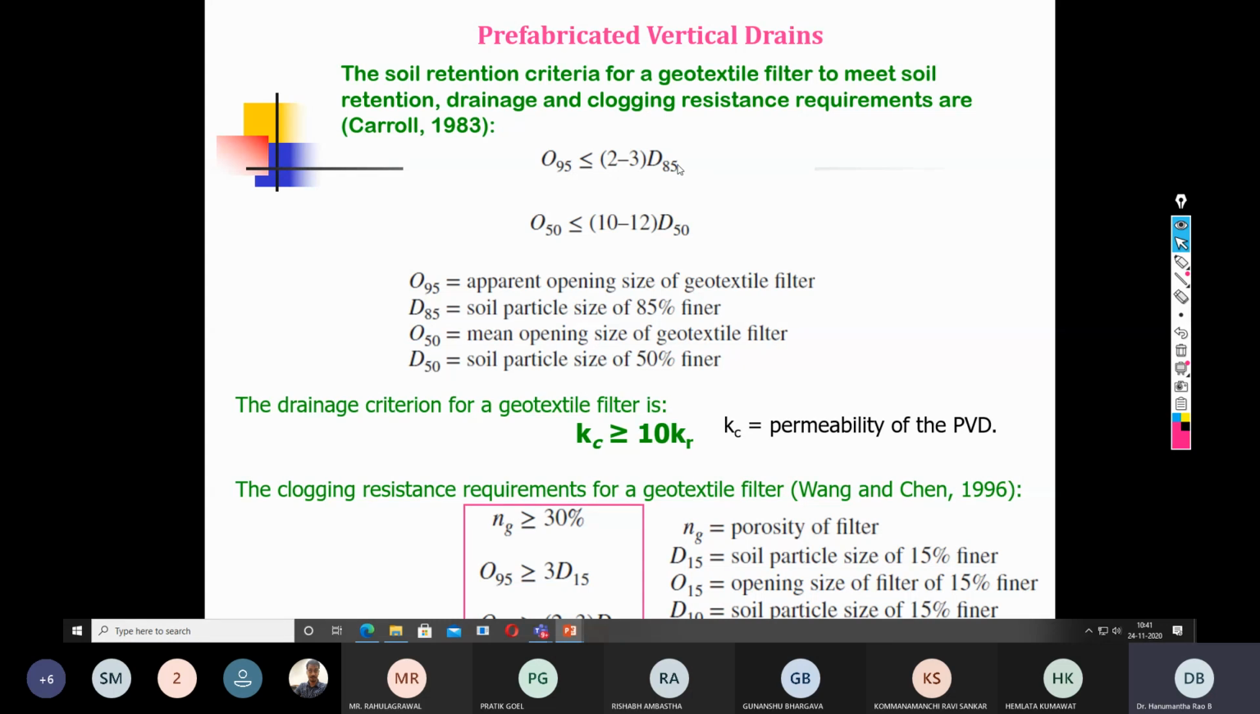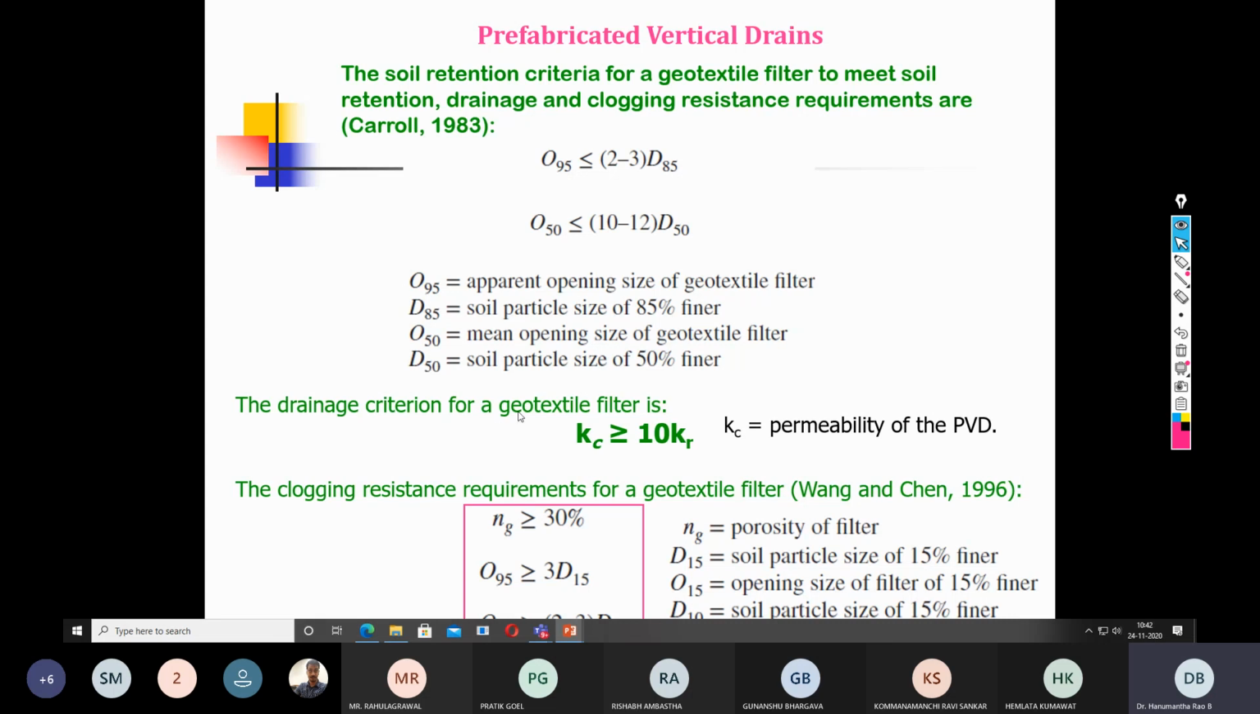85% finer. And similarly, O50, the mean opening size of the geotextile, should be less than or equal to 10 to 12 times the mean diameter of the particle. So you need to ensure that O95 is less than this value and O50 is less than this value, so that in the near future the PVDs will not clog and thereby will not impede the drainage properties, and we can ensure maximum performance of the PVD.